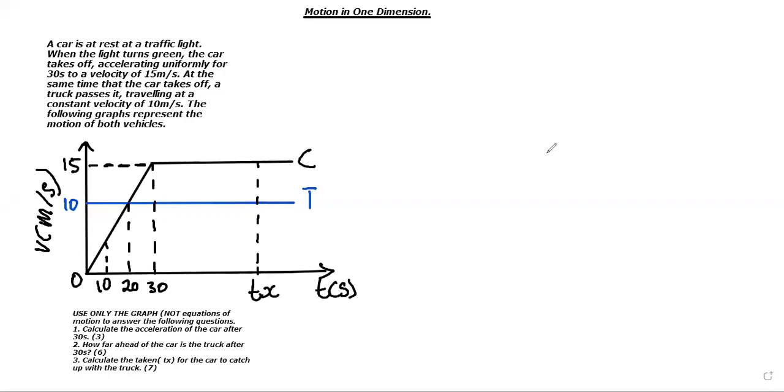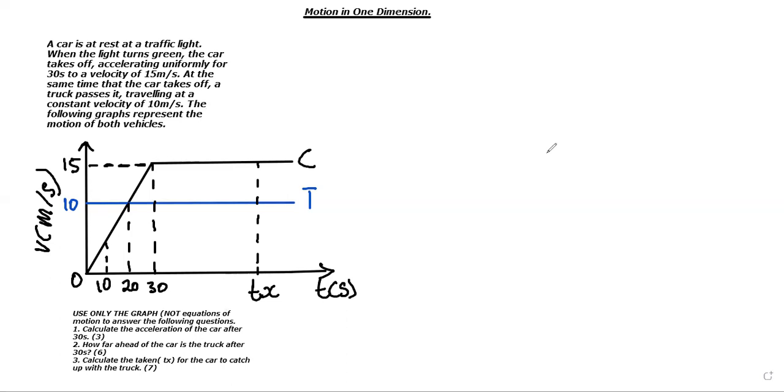So in this case, a car is at rest at a traffic light. When the light turns green, the car takes off, accelerating uniformly for 30 seconds to a velocity of 15 meters per second. At the same time that the car takes off, a truck passes it, traveling at a constant velocity of 10 meters per second.